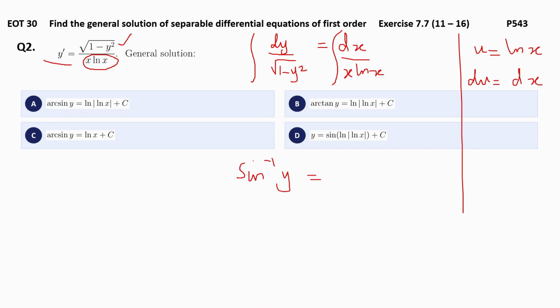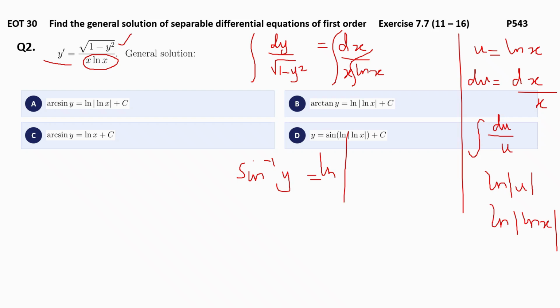Got it? So now let's try to substitute in your right hand side integration. So dx by x will be replaced by du, and ln x will be replaced by u. So the integration is, can you guess? ln u. Now ln, what about your u? ln x, right? So let's replace now our right hand side with ln absolute value of ln x. See, you can see option A is the right answer, but the simplest form matters, right?